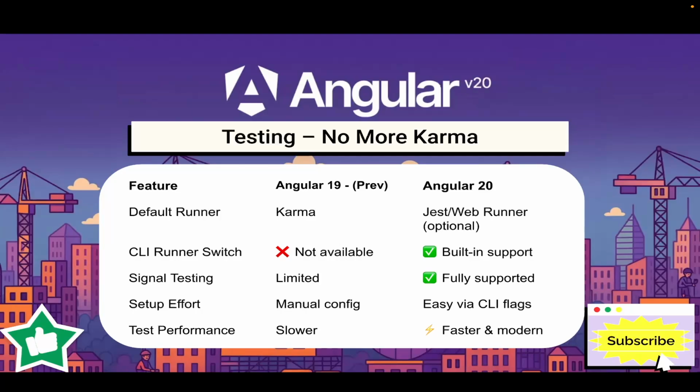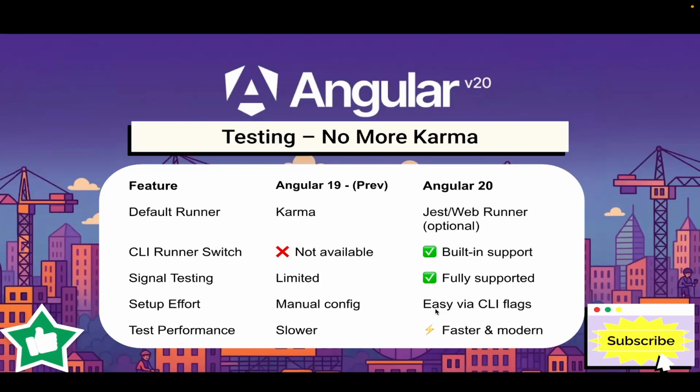In a future version, they will just remove Karma as the default framework. Now they are planning to use Jest or WebRunner for unit tests, which is okay, and there are many advantages, like built-in, fully supported signal testing. Earlier, if you wanted to test signals, there was limited scope using Karma, but now with Jest it's fully supported. Manual configuration you had to do in the case of Karma, in the Angular 18-19 versions.